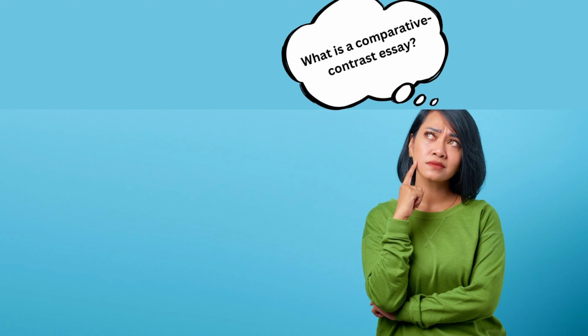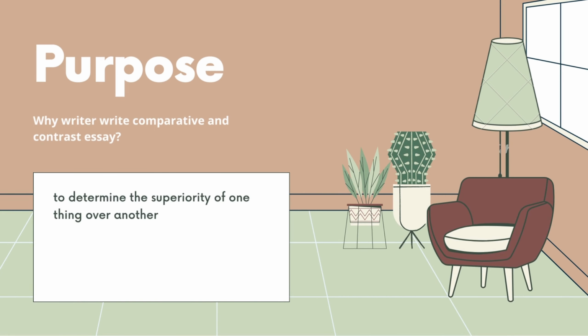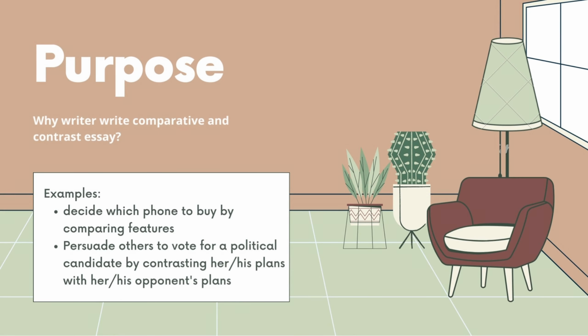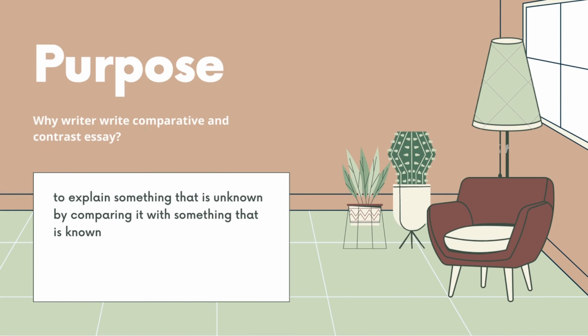This kind of essay has many purposes. First, if the writer wants to determine the superiority of one thing over another, this kind of essay is appropriate. For example, decide which phone to buy by comparing the pictures, or persuade others to vote for a political candidate by comparing her or his plans with another candidate.